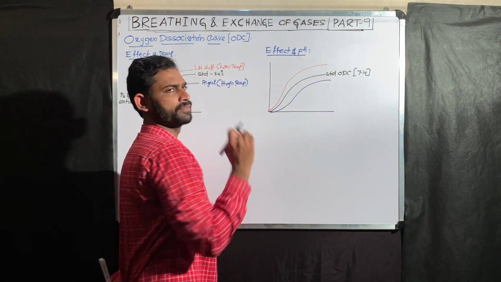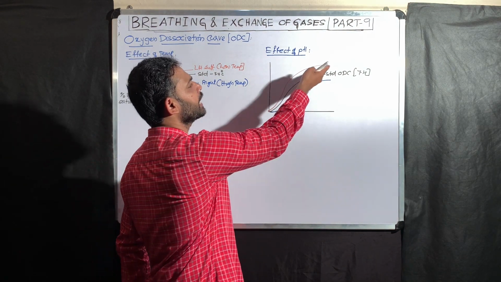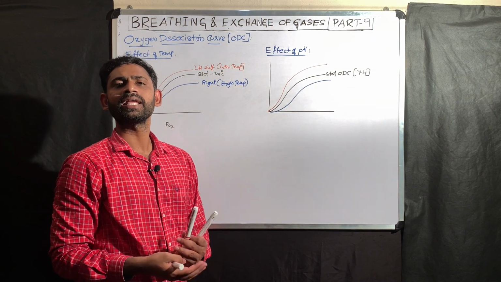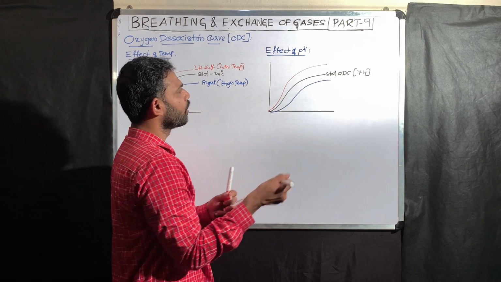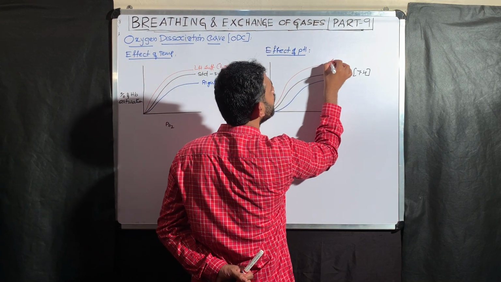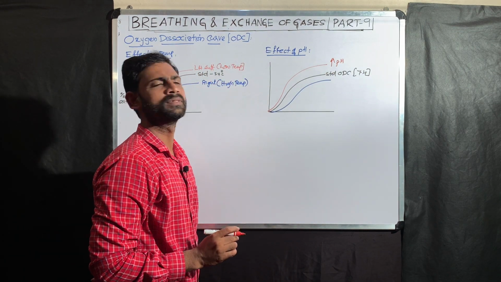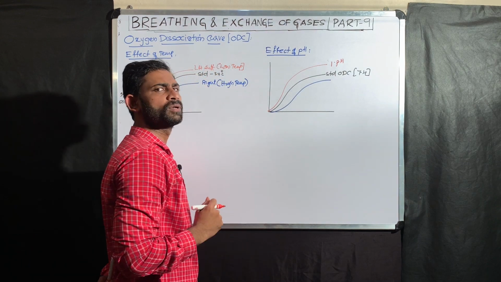Now, first the left shift. For the left shift, is it a high pH or low pH? Or is it high acidity or low acidity? Definitely you can call the left shift a high pH. So high pH means what? High pH, for example, what does it mean?